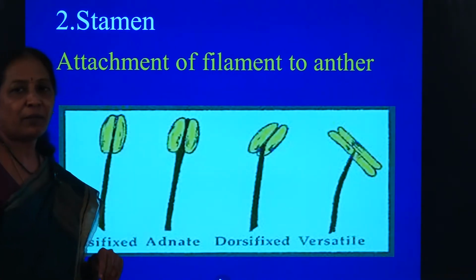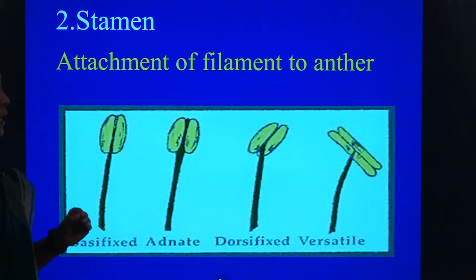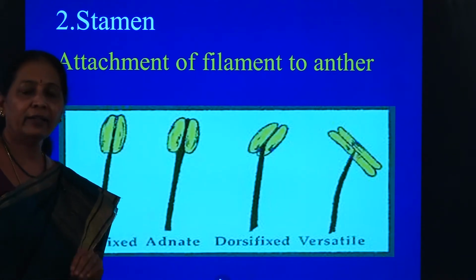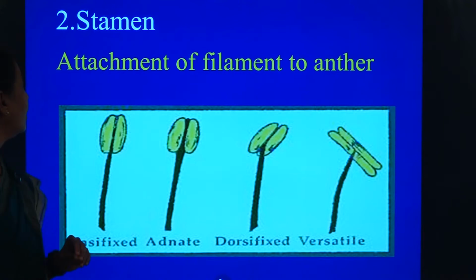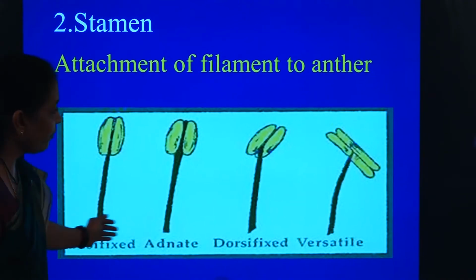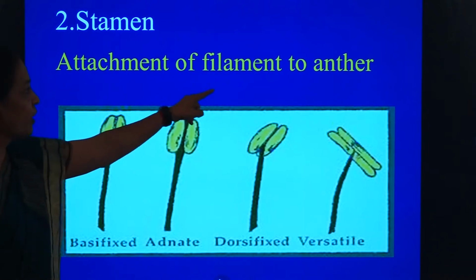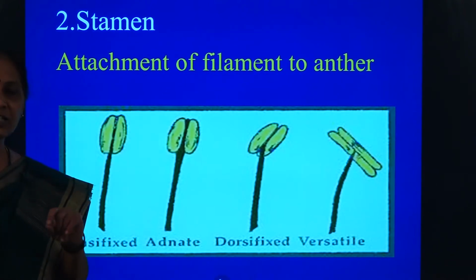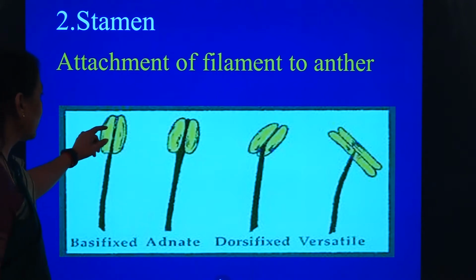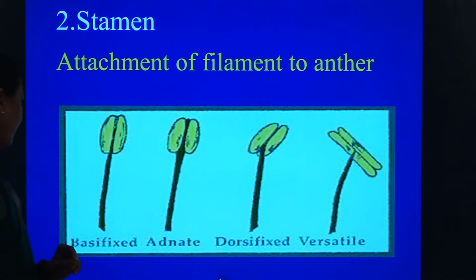Next is the stamen. Based on the attachment of the anther lobe to the filament, we are going to classify it in different ways. Attachment of filament to the anther: the connective that connects the filament to the anther. Basifixed, at the base of the anther, the fixation that can be seen between the anther lobe as well as the filament, it is basifixed.